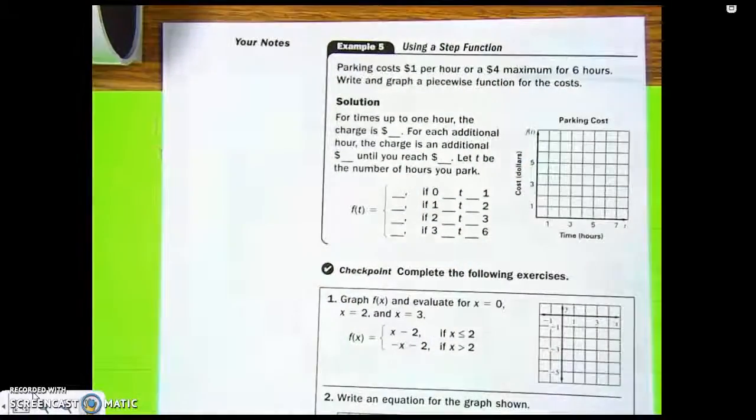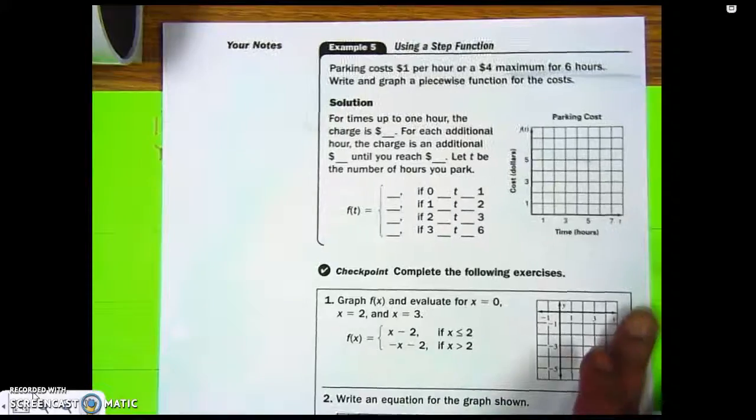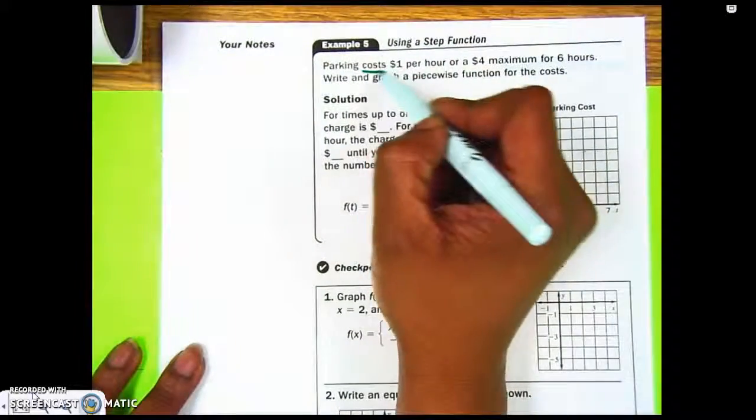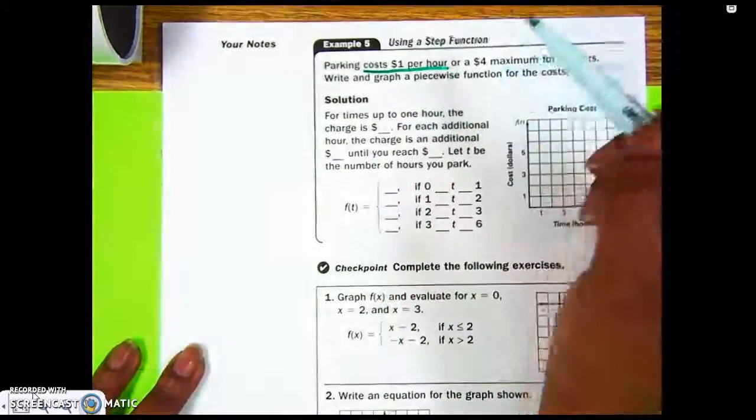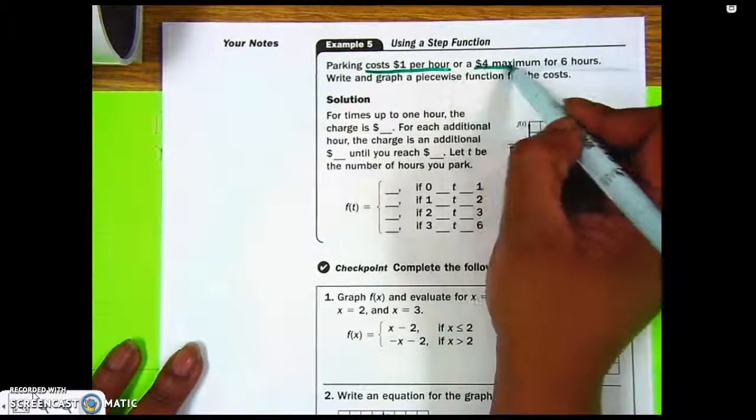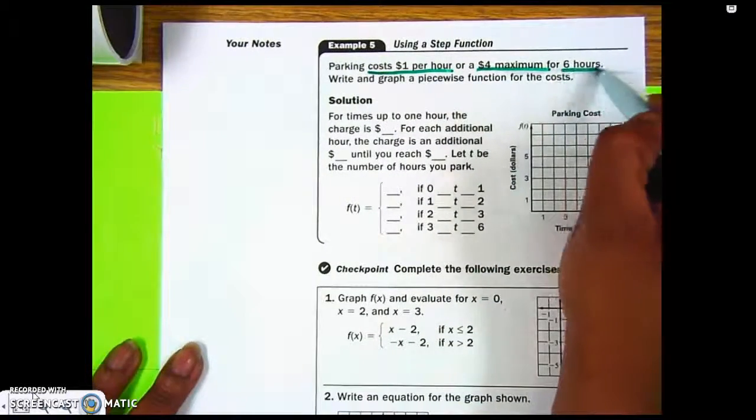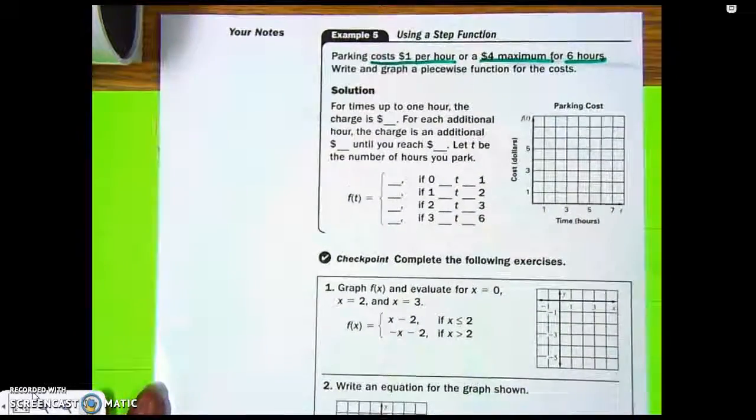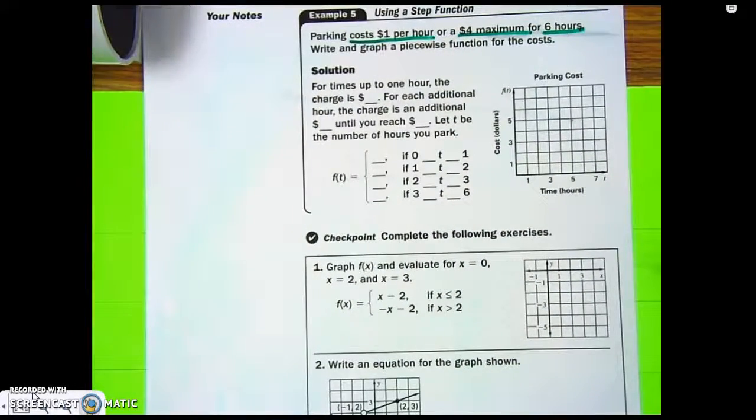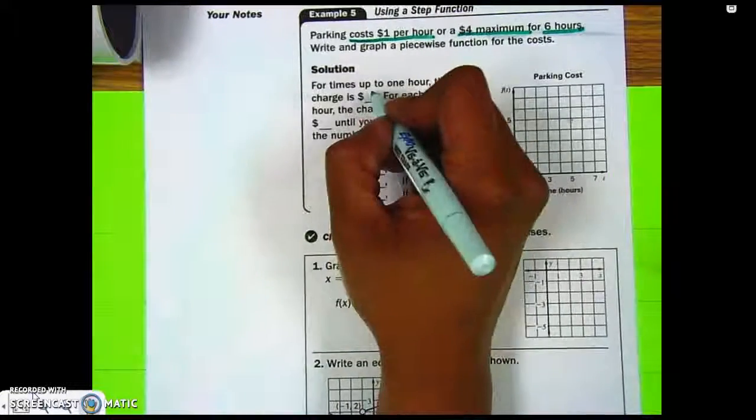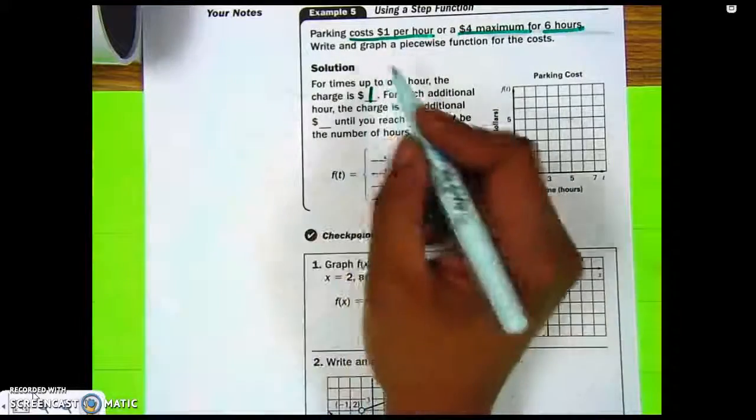All right, so let's underline some important information. It says the parking costs $1 per hour, or a $4 maximum, so that will be important, for 6 hours, and that would also be important. All right, so then we're going to write and graph the piecewise function. All right, so for times up to 1 hour, the charge is blank. So for up to 1 hour, if you've only been in the parking garage, let's say like 30 minutes, that means you're going to get charged $1, because it's $1 per hour.